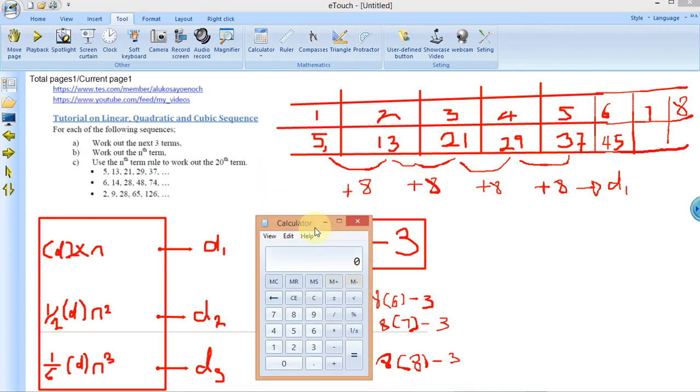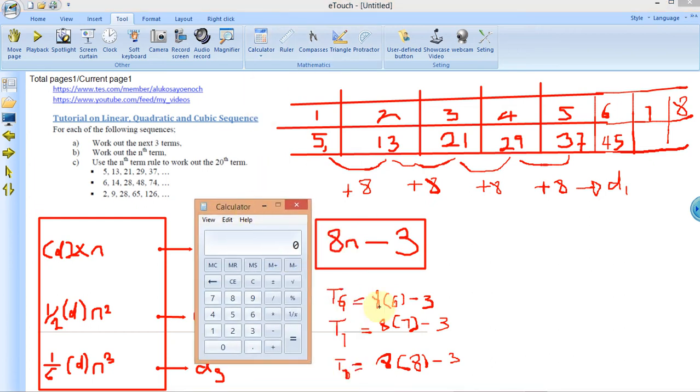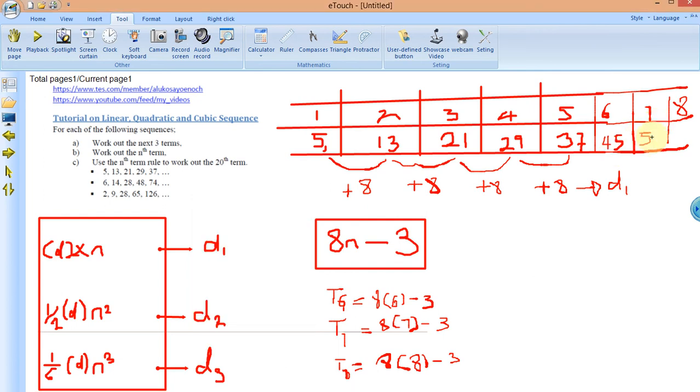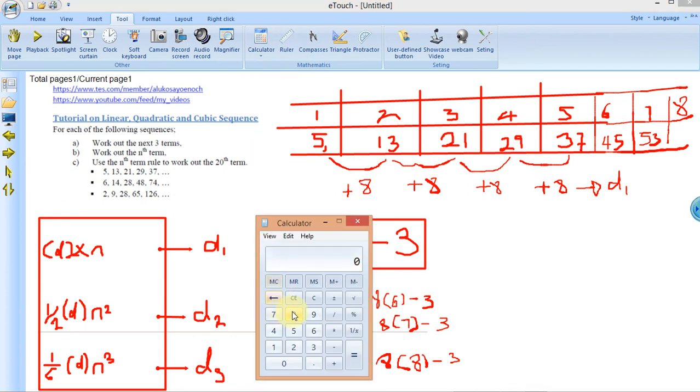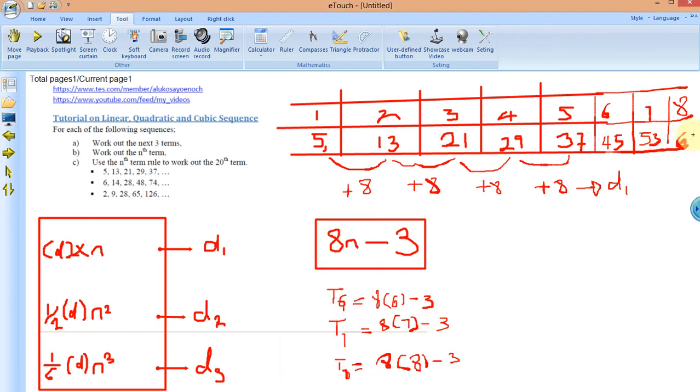Okay, so the next one, 8 times 7 minus 3, I think it should work. Yeah, so that's 53. And finally, 8 times 8 minus 3, and that's 61. So that's the next 3 terms. So we are cool with that.